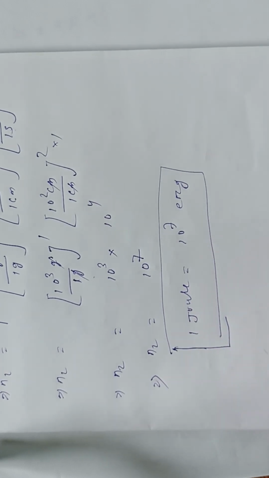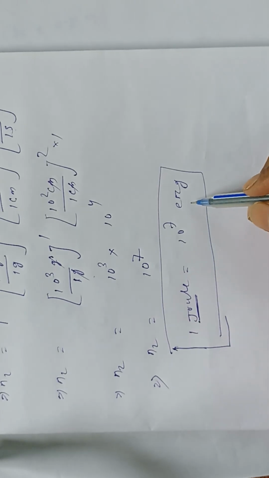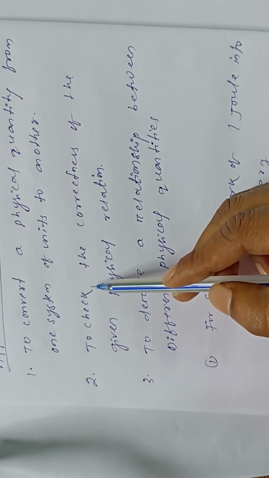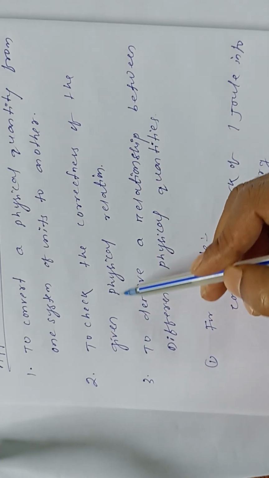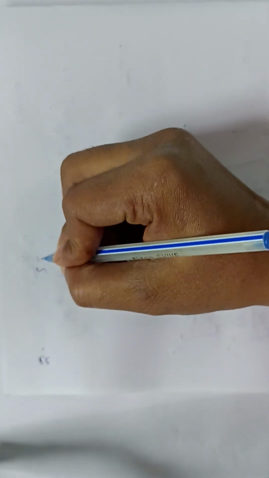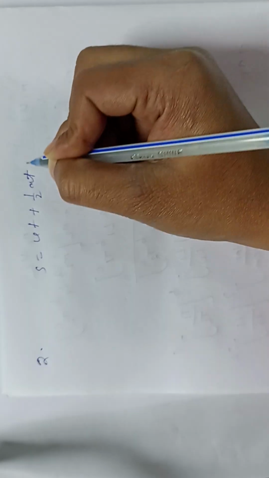This is converting one system to another system, that is 1 joule equals 10 to the power 7 erg. This is the MKS system, this is the CGS system. Now second is to check the correctness of the given physical relation. Now check the equation S equals ut plus half at square.